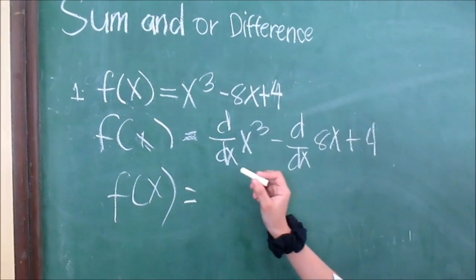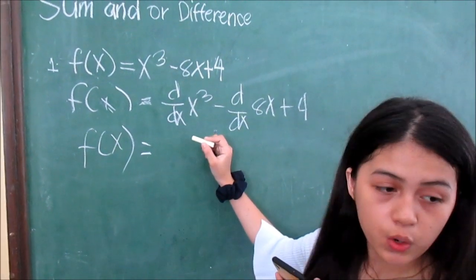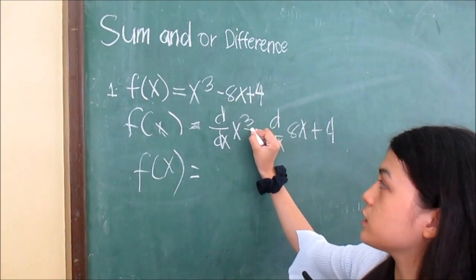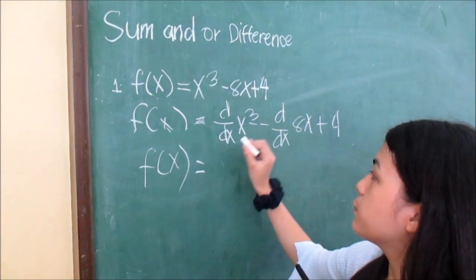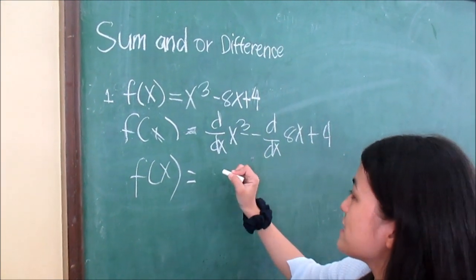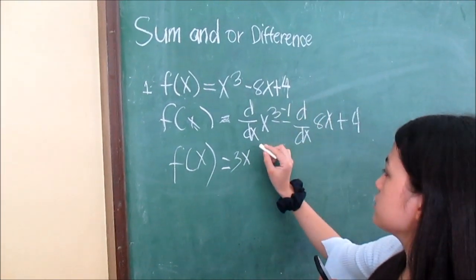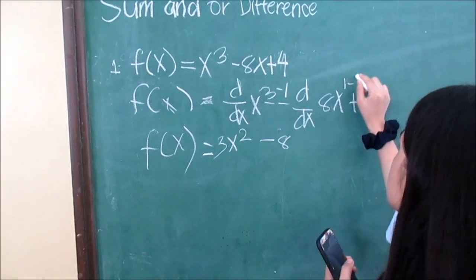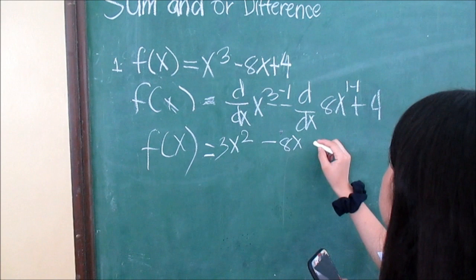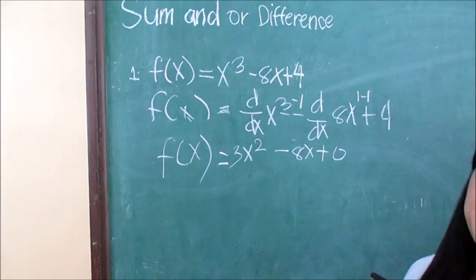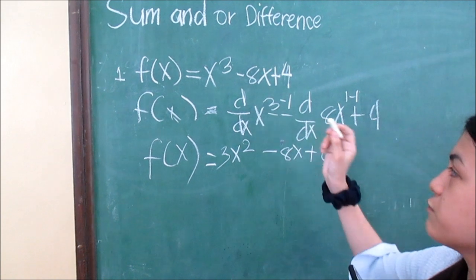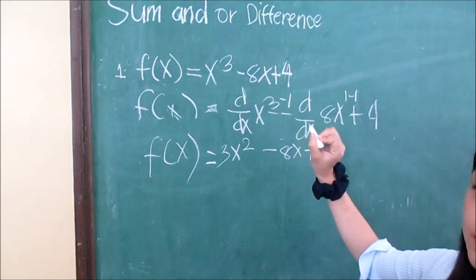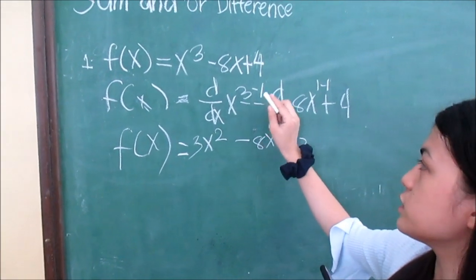We have to distribute each term. The differentiation rule says that we put the exponent beside the coefficient and then subtract 1 from the exponent, so it is equal to 3x squared minus 8x to the 1 minus 1, which is equal to 8. So we are now done following the differentiation rule, which is to subtract 1 from the exponent.